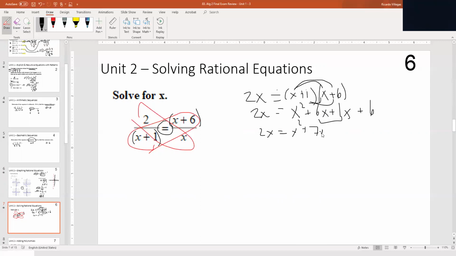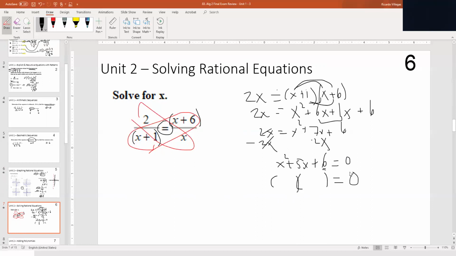So we get 2x is equal to x squared plus 7x plus 6. Finally, since we're solving this equation, we subtract both sides by 2x, so these subtract out, and we get x squared plus 5x plus 6 is equal to 0. Now we need to solve this. I noticed that 3 times 2 gives me 6, and 3 plus 2 is 5. So this is a factorable problem.